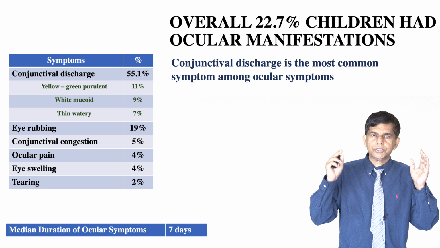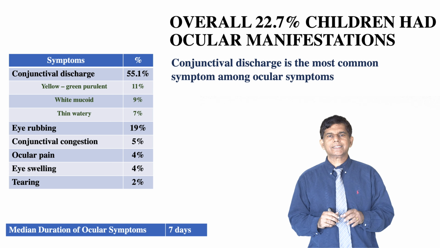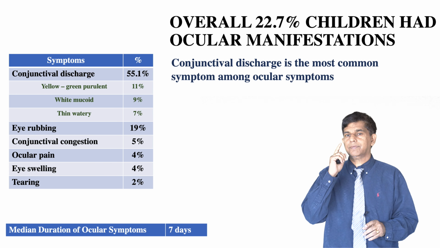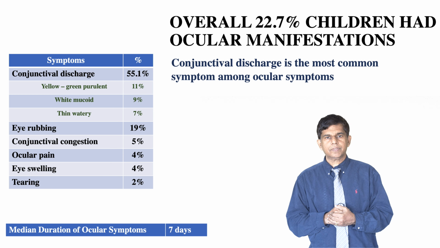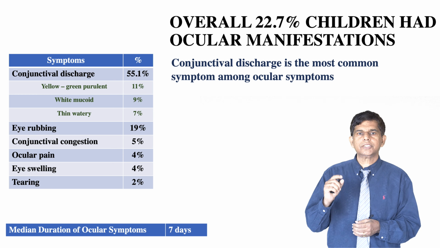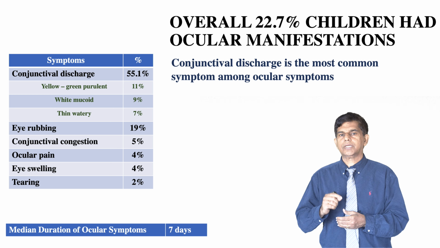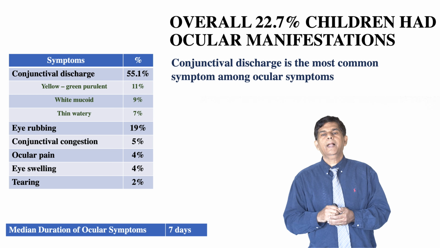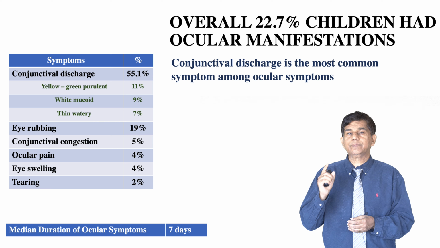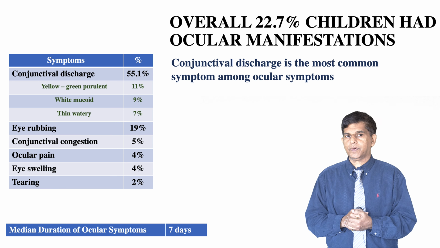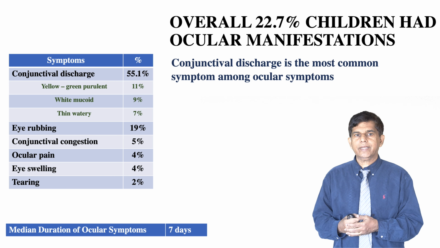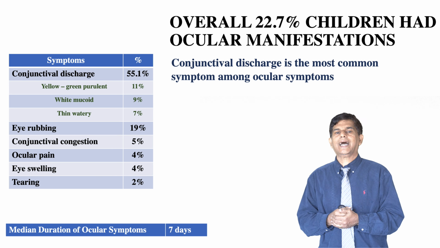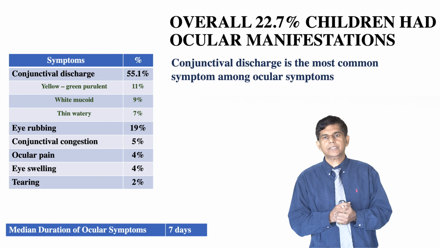So out of these 22%, what were their symptoms of presentation? 55% had conjunctival discharge, remember that. Yellow or green purulent discharge in 11%, white mucoid discharge in 9%, thin watery discharge in 7%. Remember, the majority of them, 55.1%, had conjunctival discharge. Eye rubbing 19%, conjunctival congestion in 5%, ocular pain in 4%, eye swelling in 4%, and tearing in 2%.